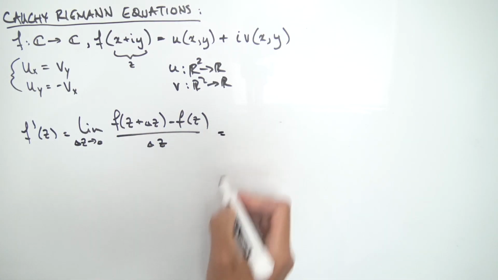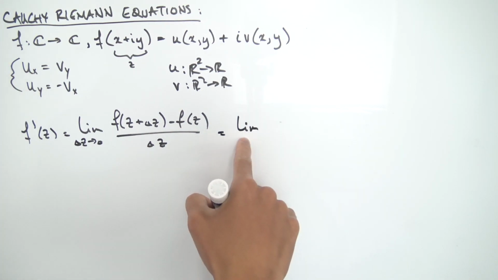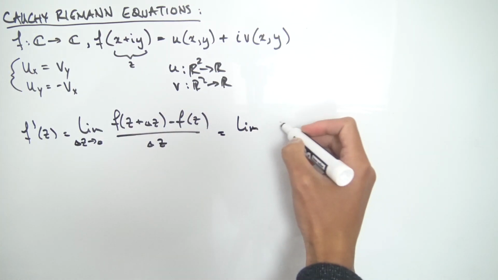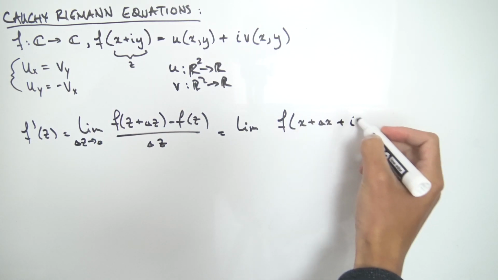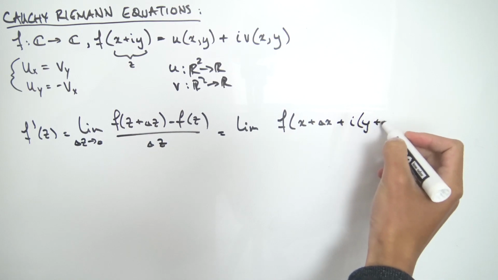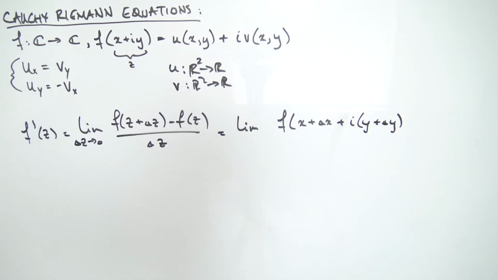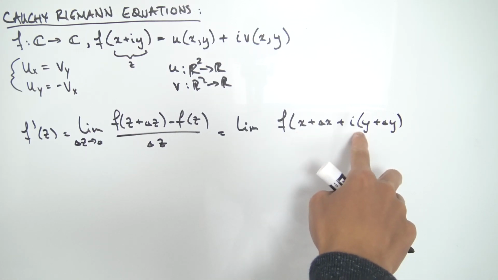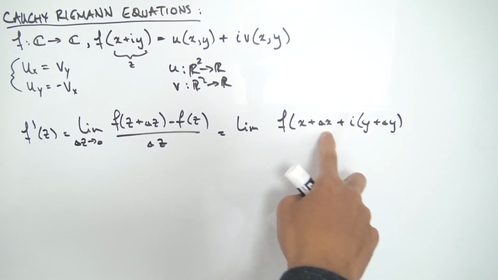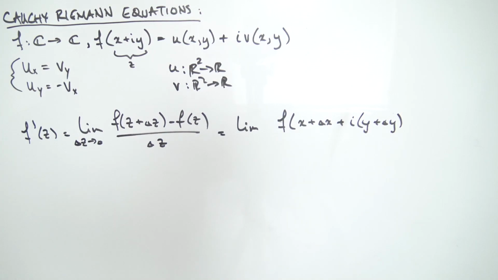So if z is equal to x plus iy, I'm just going to write the limit here first. Then the first term will be f of x plus delta x plus i times y plus delta y. So that's exactly z plus delta z. We have x plus iy is our z, and then we also have delta x plus i delta y, and that's our delta z.